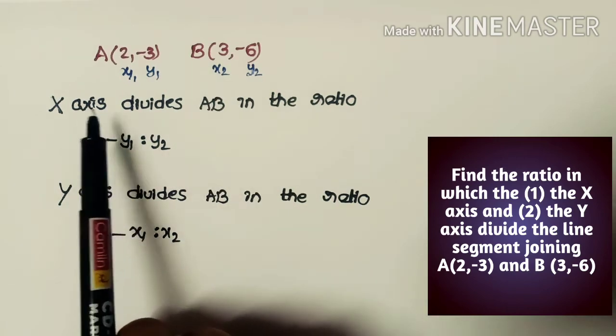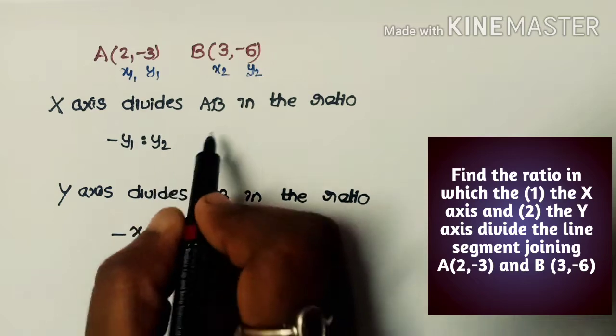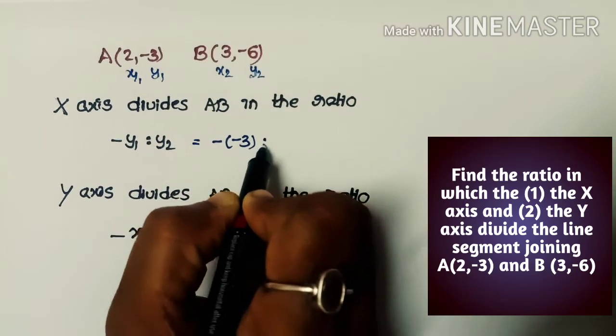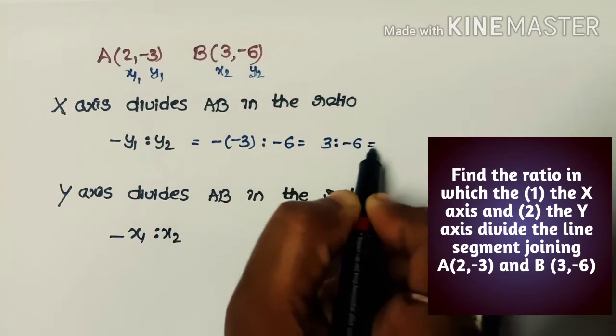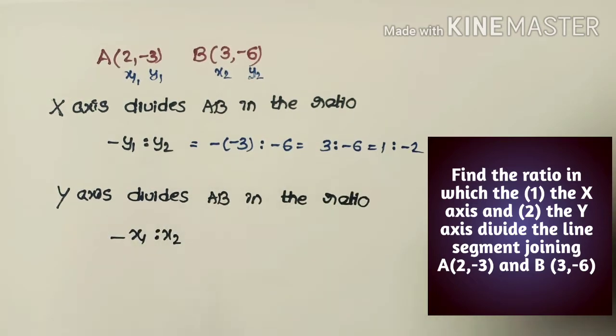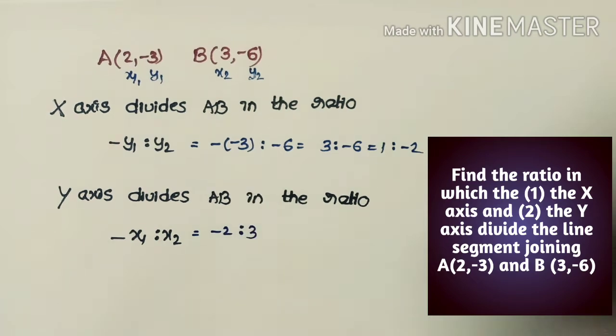And here this is the formula. The x-axis divides the line segment AB in the ratio -y1 is to y2. That is minus of -3 is to -6, which implies 3 is to -6, that is 1 is to -2. And the y-axis divides AB in the ratio -x1 is to x2. That is -2 is to 3. That's all. These are the answers. These two are the formulas.